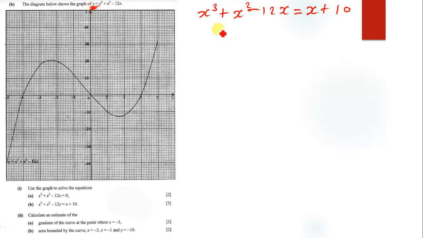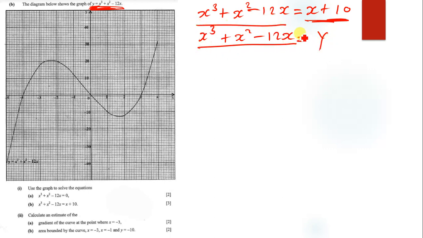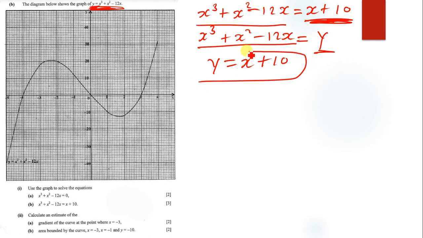What does that mean? Let me just write what I'm trying to say here. Let me rewrite this expression here. We have x to the power 3, then we have plus x squared minus 12x is equal to y. Now, since this part is equal to that part, that tells us this part is also equal to that. In other words, the value of y is equal to x plus 10. So now this is a linear equation. What we have found here is a linear equation.